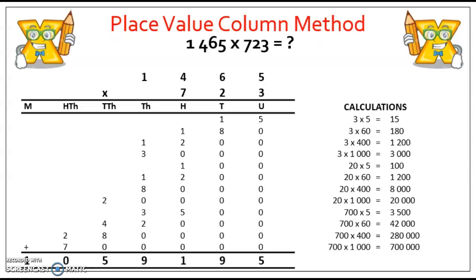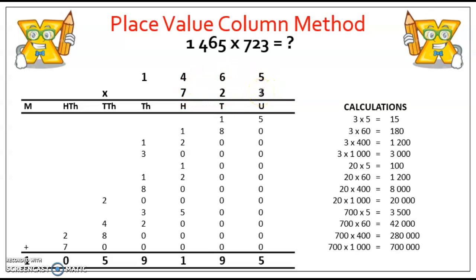Right, we're going to now look at the place value column method. We are going to be multiplying out place values by place values. So, same example, 1465 times 723. We have placed all the numbers in the place value in the correct column. So it's very important you stick to the column of the correct number, otherwise your answer is going to be wrong. So when you write out your sum, it needs to look like this. And we always start with the bottom unit.